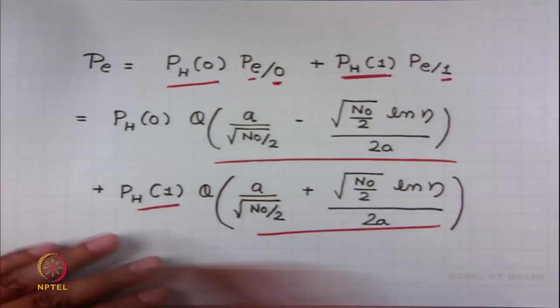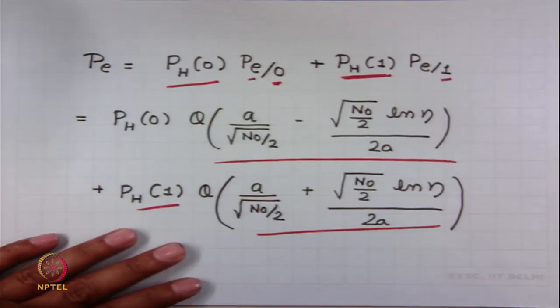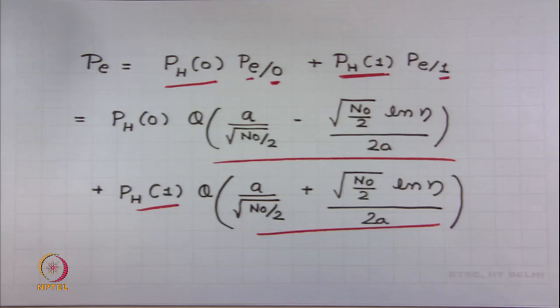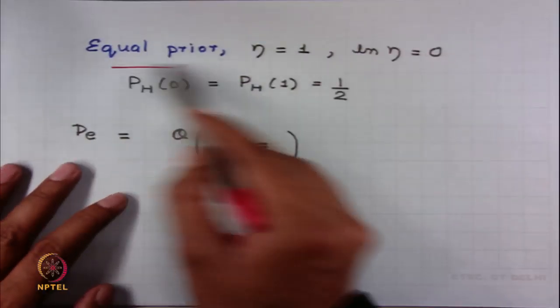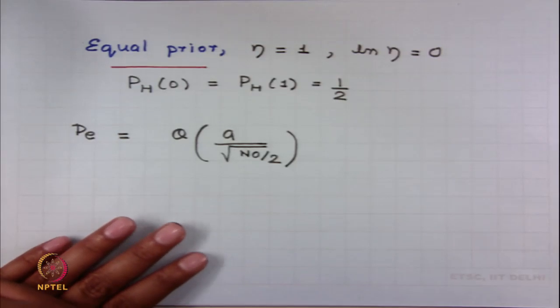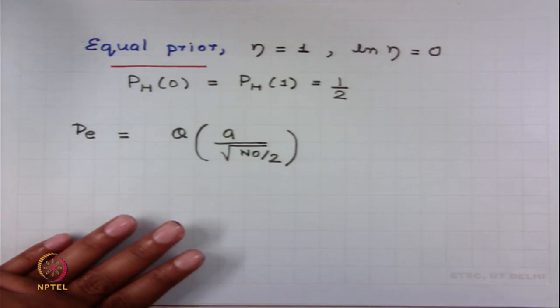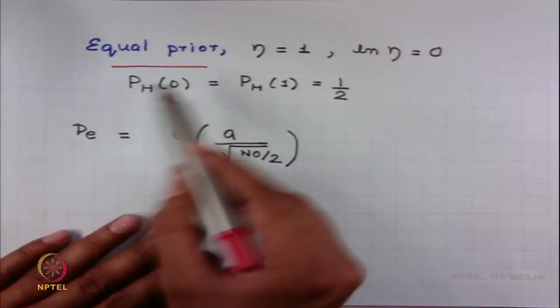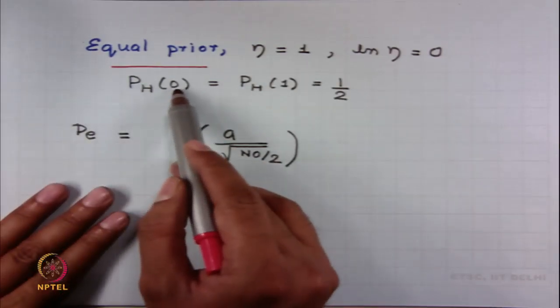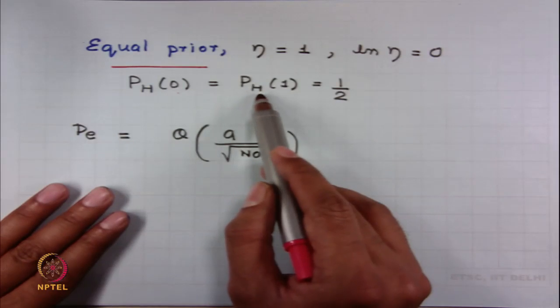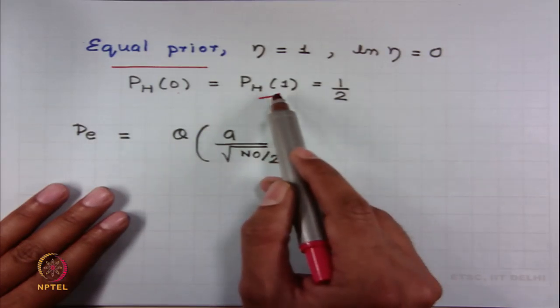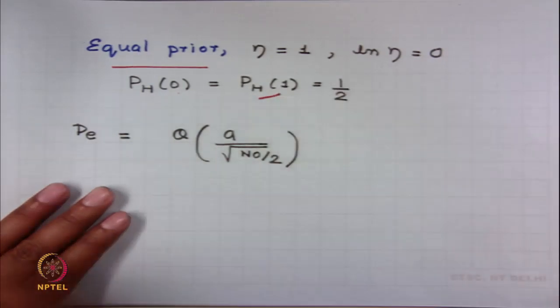And this formula is very inconvenient to remember. So, we will try to simplify this for the case of equal priors. Equal prior means that the a priori probabilities are equal and the same. So, the probability of hypothesis 0 being transmitted is the same as the probability of hypothesis 1 being transmitted, and this should then be 1 by 2.